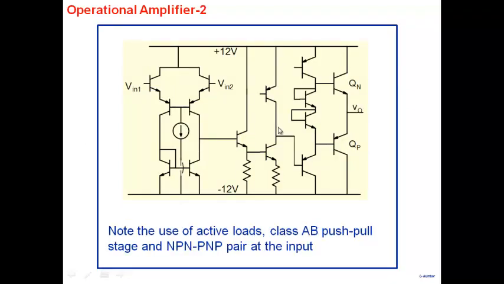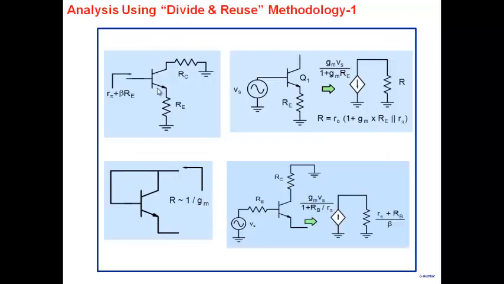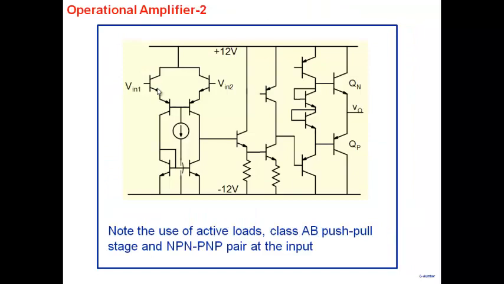The other one was where we tried to build a better amplifier in terms of gain and take advantage of a lot of concepts that we knew. So a differential pair with active load, a class AB stage, and also this kind of an NPN-PNP pair to build up the input resistance of the stage here. All right, so that's where we formally ended operational amplifiers.